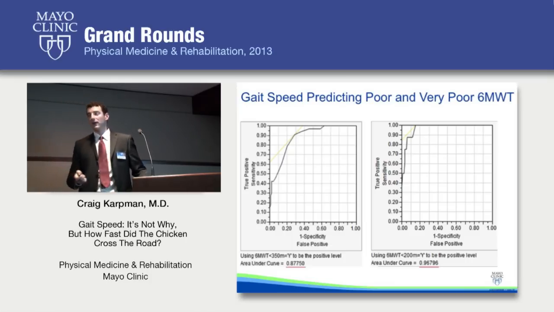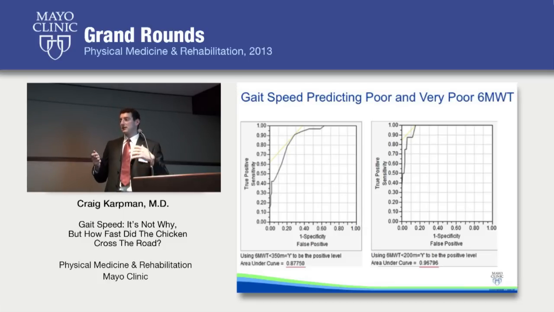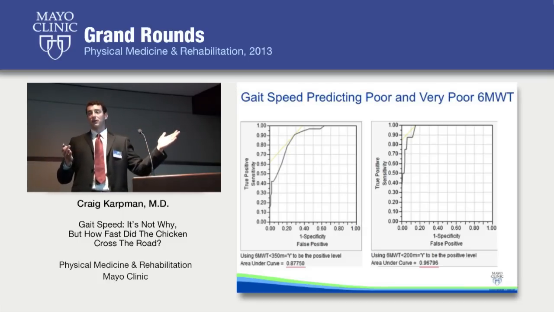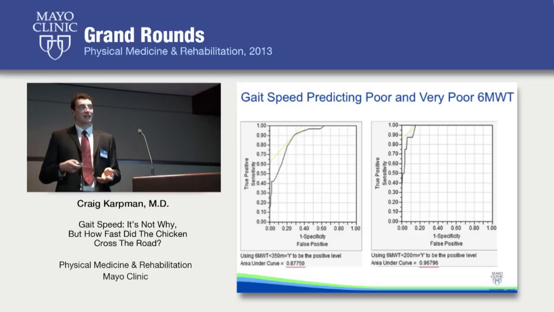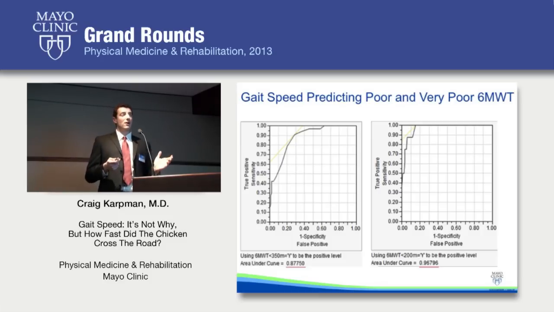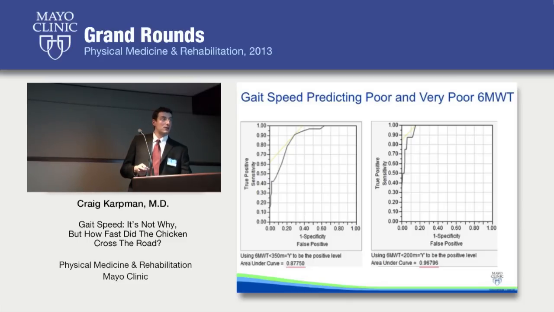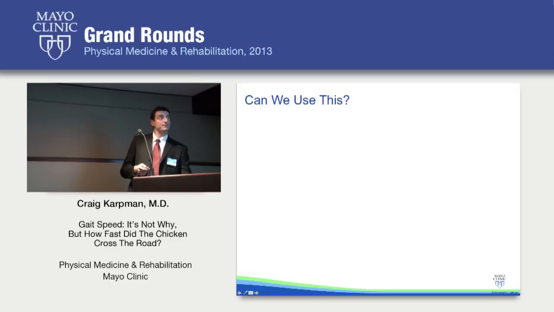The area under the curves were very good for those. Basically, with area under the curve, 1 is a perfect prediction model where you can get it right every time, and 0.5 is a flip of the coin. So the closer you are to 1, the better, and these are pretty nice. Again, the numbers are small, so it may change a bit if you add on more patients, but pretty good initial results.